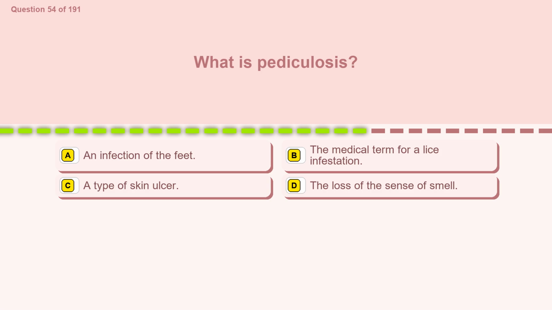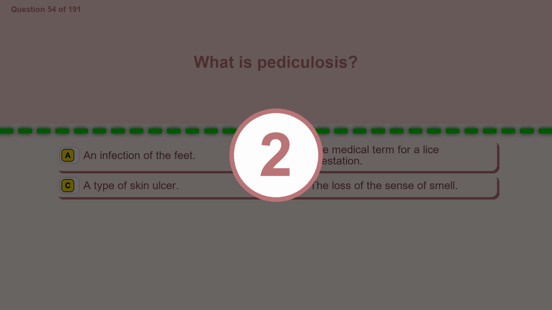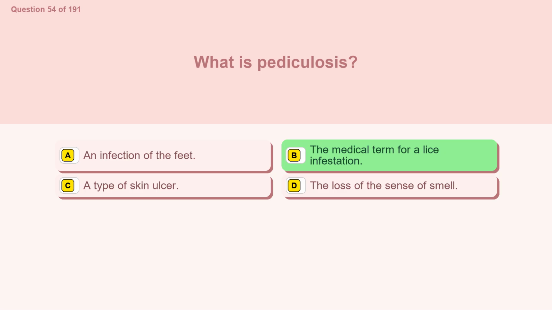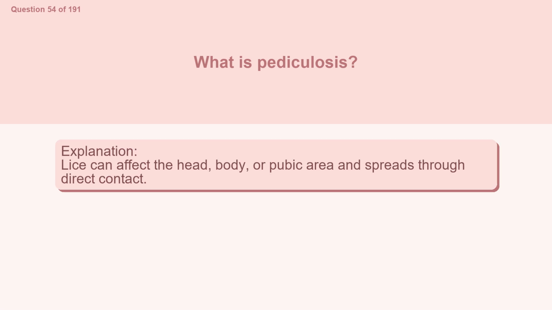Option C. A type of skin ulcer. Option D. The loss of the sense of smell. The correct answer is option B. The medical term for a lice infestation. Lice can affect the head, body, or pubic area and spreads through direct contact.